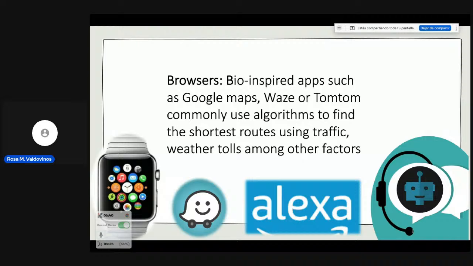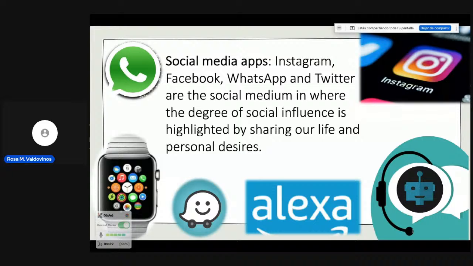Now we have the social media apps. Nowadays, we don't know what our lives would be without Instagram, Facebook, WhatsApp, and Twitter, which are the social media where the degree of social influence is highlighted by sharing our life and our personal desires. In the background of this type of network, we find sentimental, political, or religious preference, and sentiment analysis engineering is applied here.